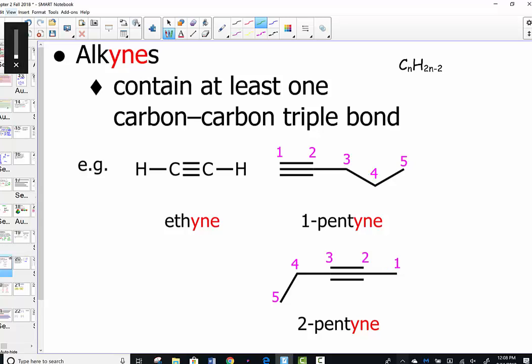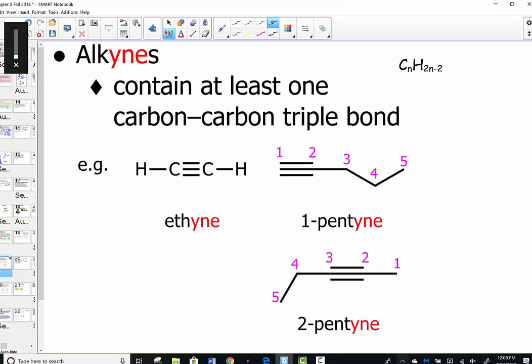So if your compound has a triple bond, YNE: ethyne, pentyne, hexyne, heptyne, somewhere we have a triple bond. The triple bond gets priority for the lowest number, so number from the left or from the right, but it gets the lowest number possible.